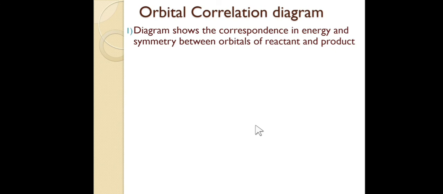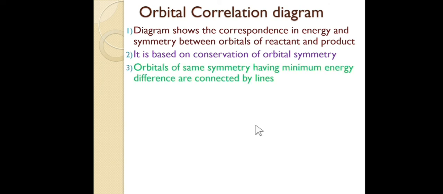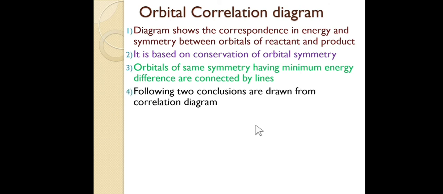So friends, what we learned in today's topic: the orbital correlation diagram is a diagram which shows the correspondence or connection between energies and symmetries of orbitals of reactant and product. It is based on the conservation of orbital symmetries. Thirdly, orbitals of the same symmetry having minimum energy difference are connected by lines. And finally, two conclusions can be drawn from this correlation diagram.